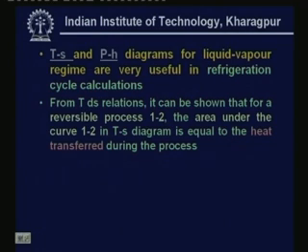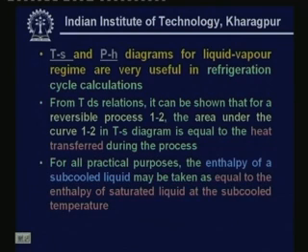So using that statement, we can easily show that the area under any curve 1, 2 on TS coordinates or on the TS diagram is nothing but the heat transfer during the process. So if you can plot the process on the TS diagram, and if you can measure the area under the curve 1, 2, then you have the heat transfer during the process. This is very useful. And for all practical purposes, as I mentioned just now, the enthalpy of subcooled liquid may be taken as equal to the enthalpy of saturated liquid at the subcooled temperature.